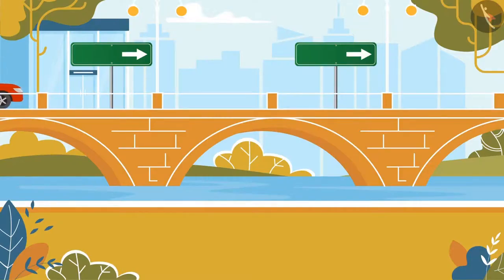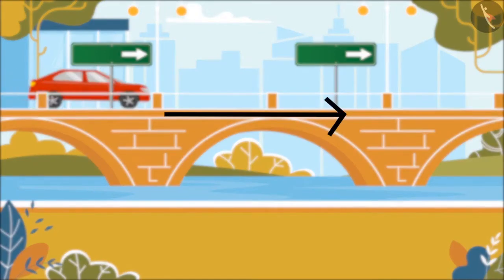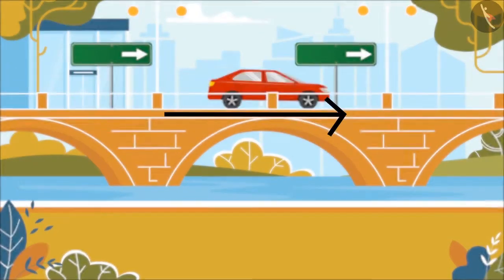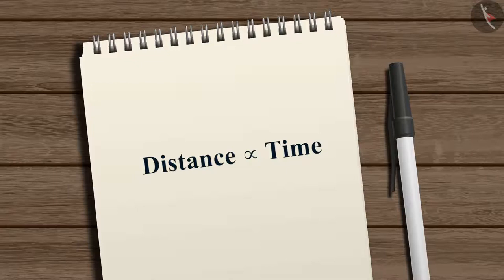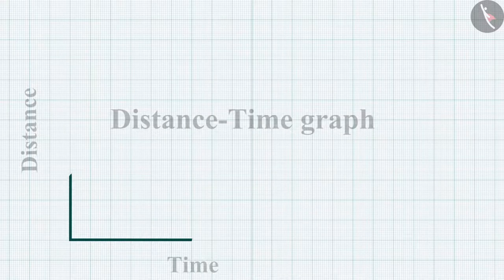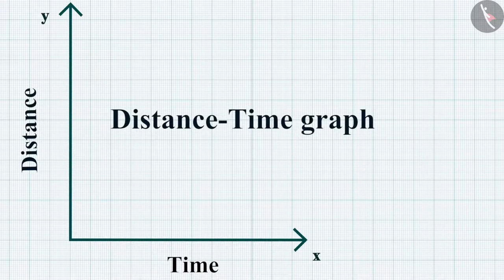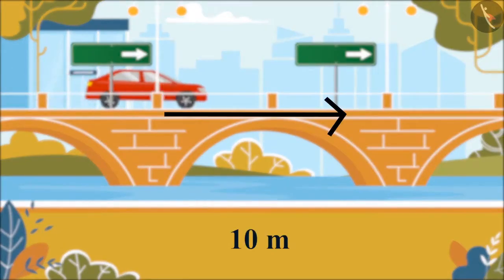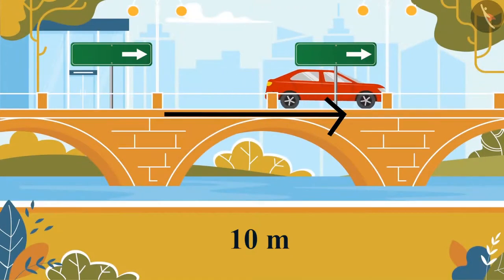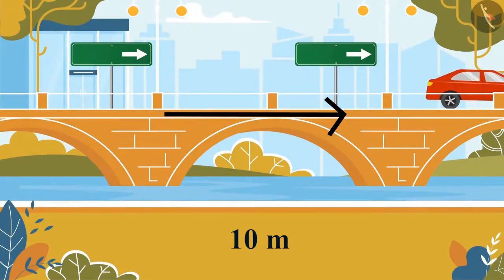If an object is moving with a uniform speed, we know that it covers equal distances in equal time intervals. We can say that the distance is directly proportional to the time taken. So, let's start by plotting the graph. Suppose the object covers 10 meters in the first 5 seconds. For the next 5 seconds, it covers another 10 meters, and so on.